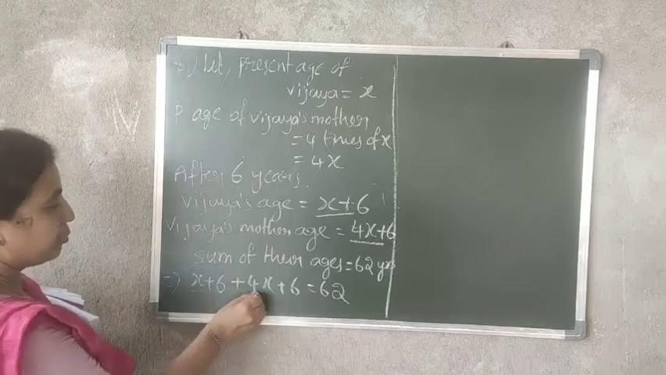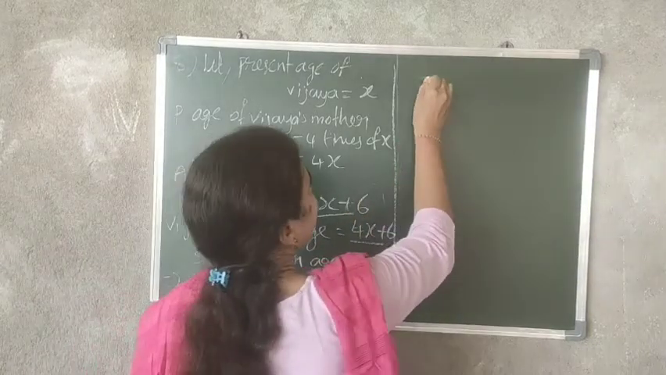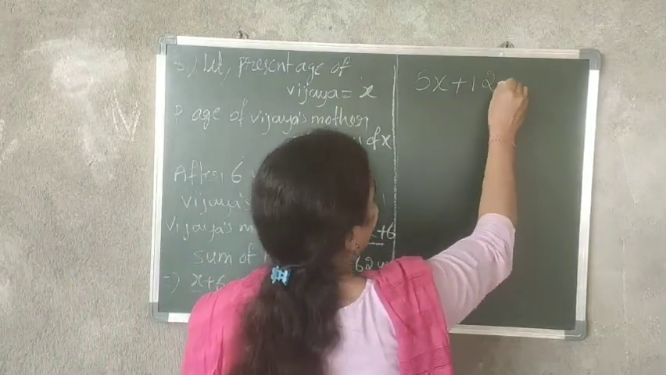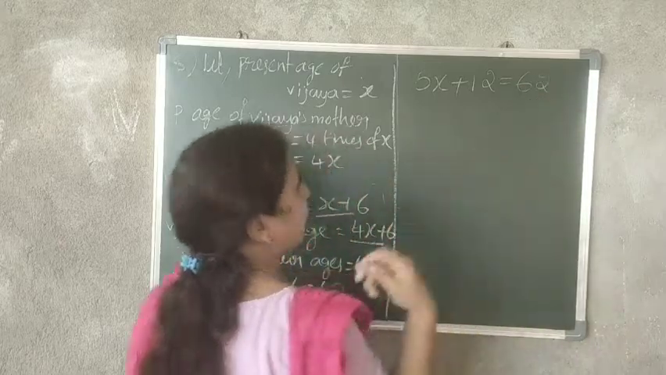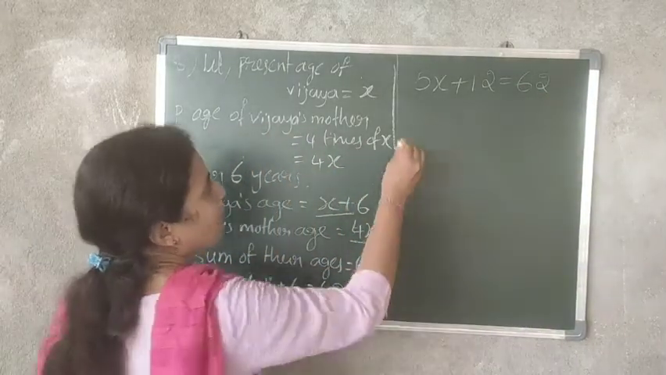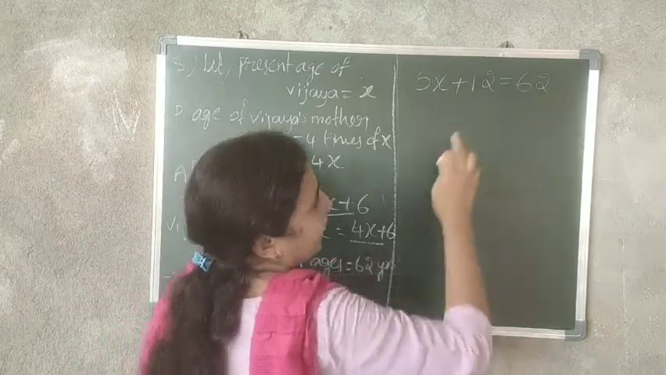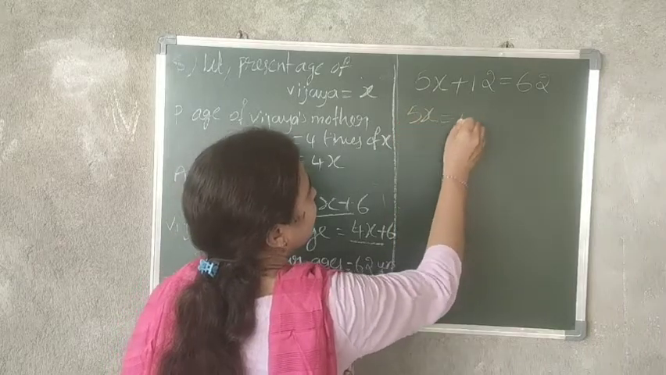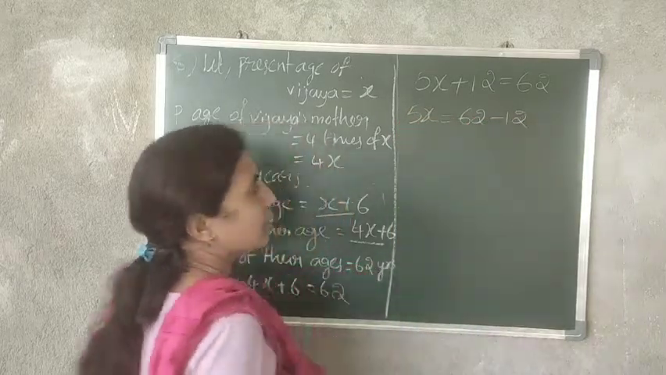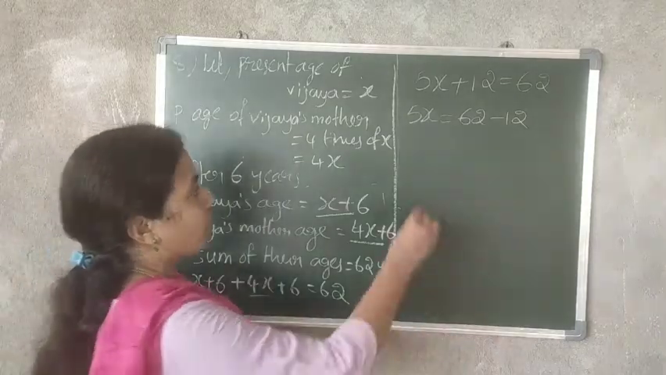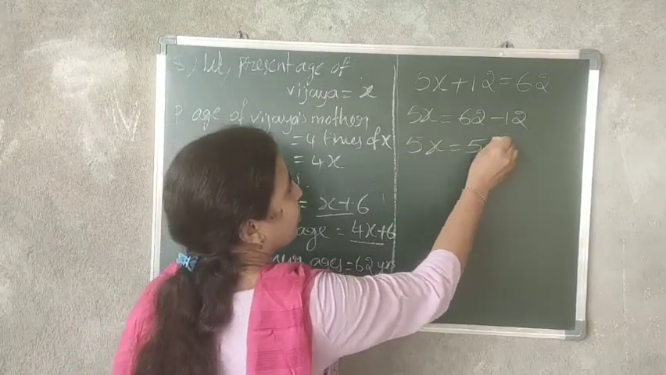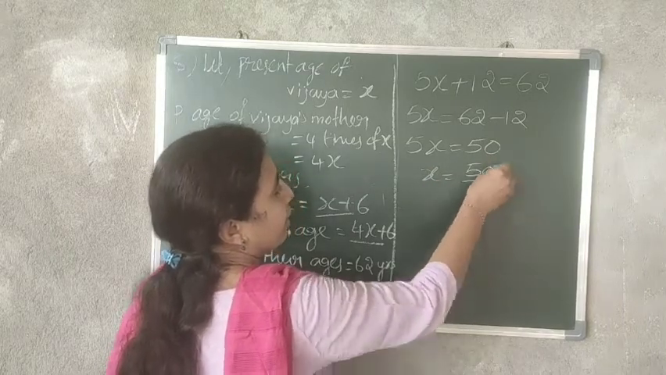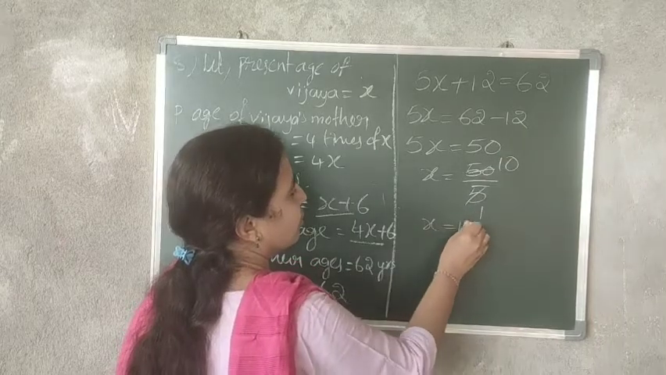Now see here, like terms: X plus 4X is nothing but 5X, plus 6 plus 6 is 12, so 5X plus 12 is equal to 62. Now transpose plus 12 to the right hand side. What will you get? 5X is equal to 62 minus 12. 62 minus 12 is nothing but 50. X is equal to 50 by 5. 5 ones are 5, 5 tens are 50. So X is equal to 10.